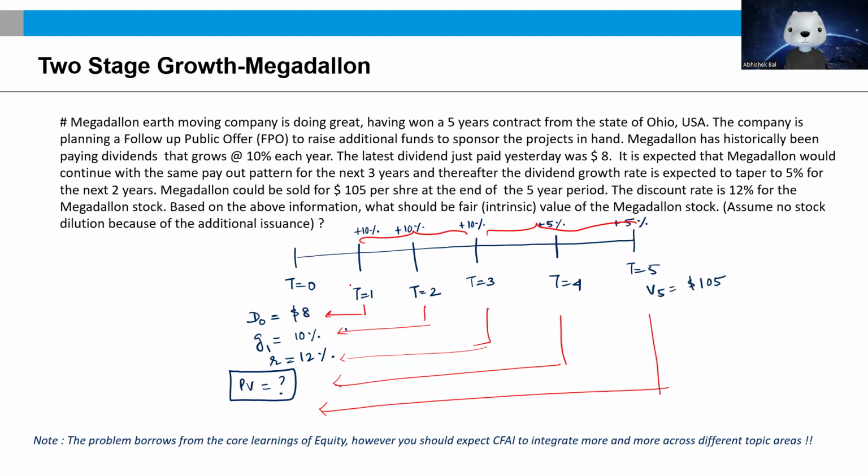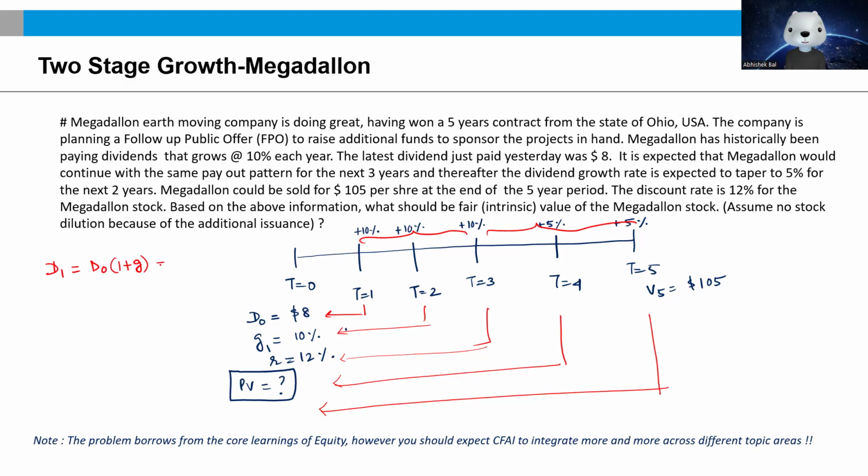So out here, the first dividend, D1, is obviously going to be D0 into 1 plus g. Okay, 1 plus g.